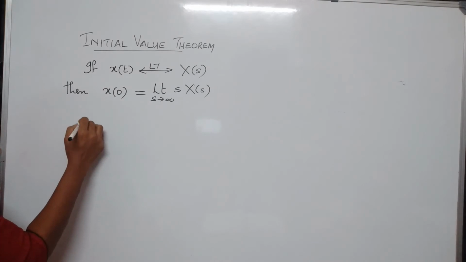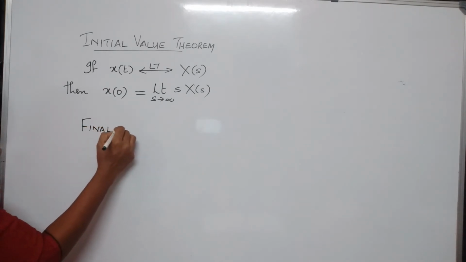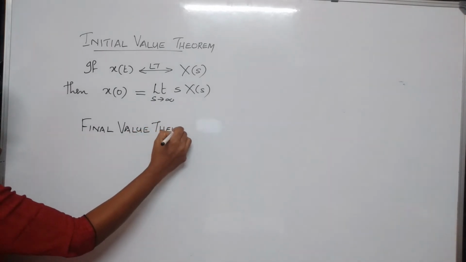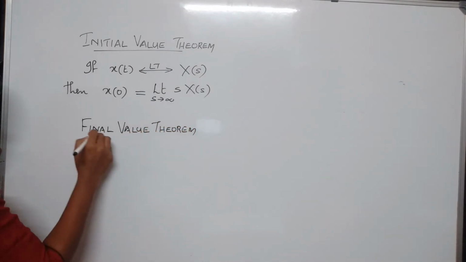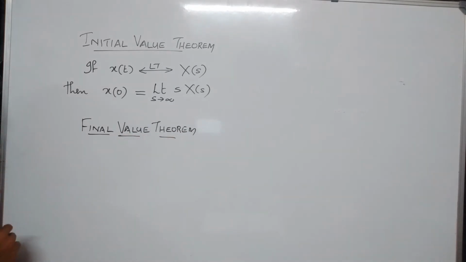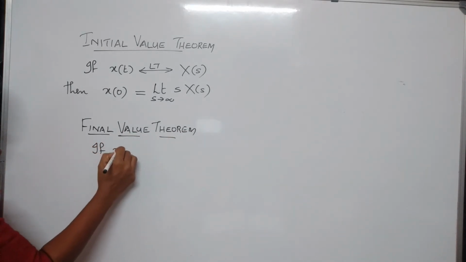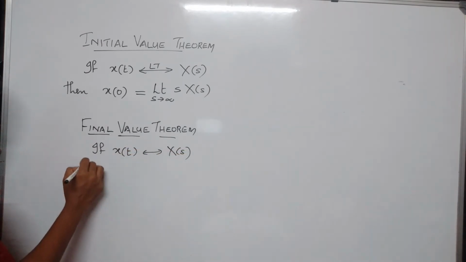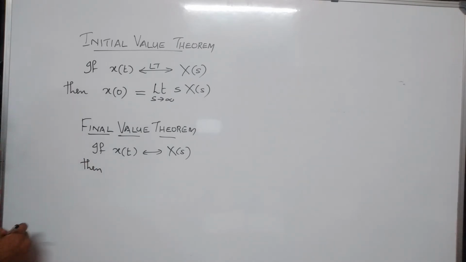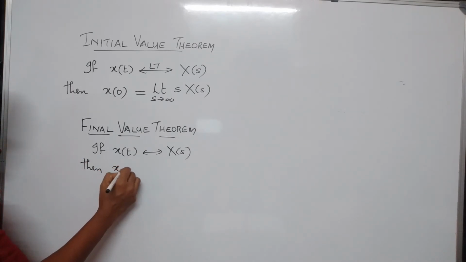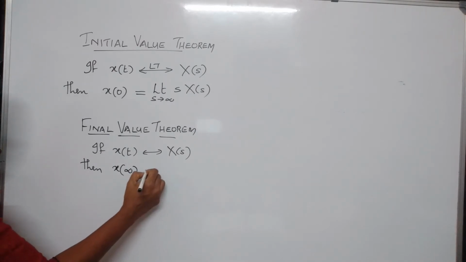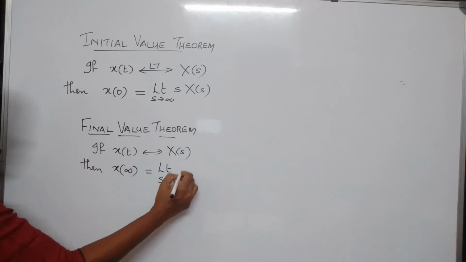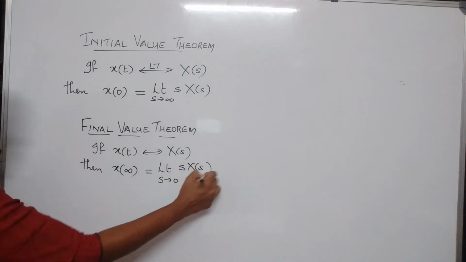Similarly, we can write down the final value theorem. The proof of both of these is not required, so we are just studying the result. The final value theorem is: if the Laplace transform of x of t is X of s, then the final value, which we write as x of infinity, is equal to the limit as s tends to 0 of s into X of s.